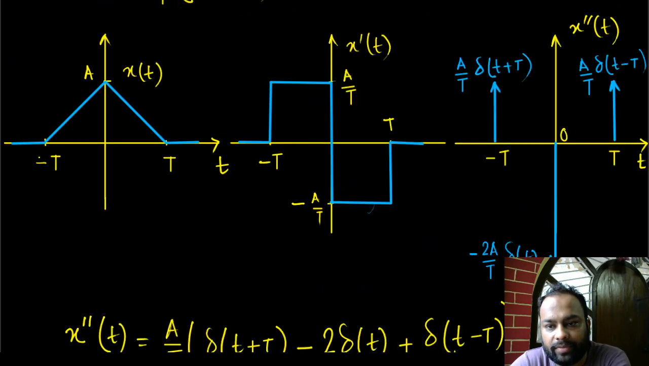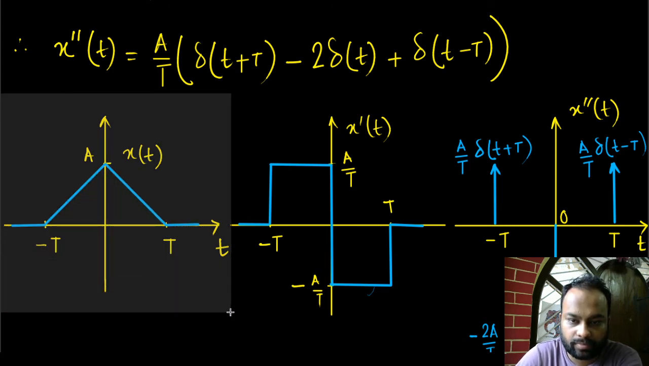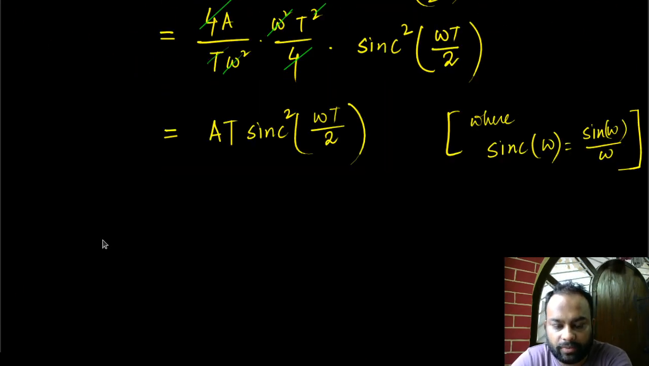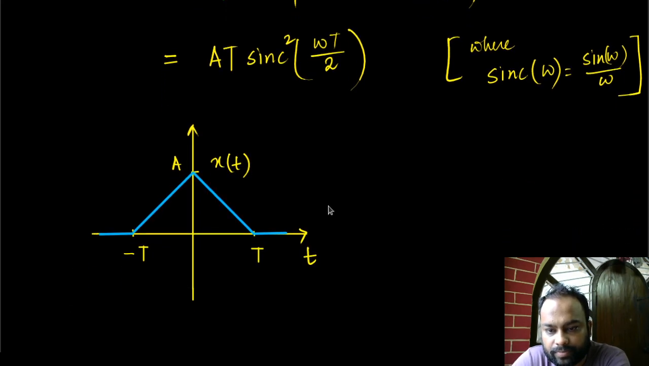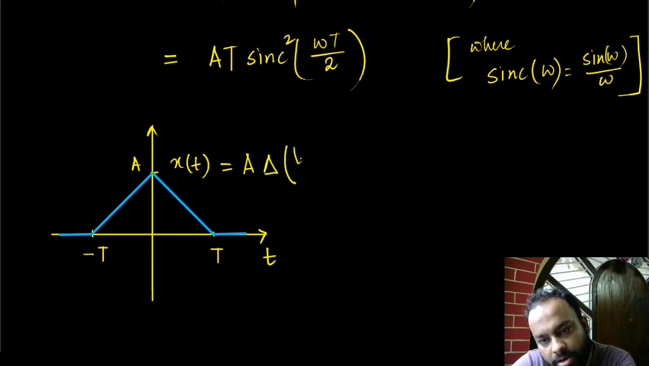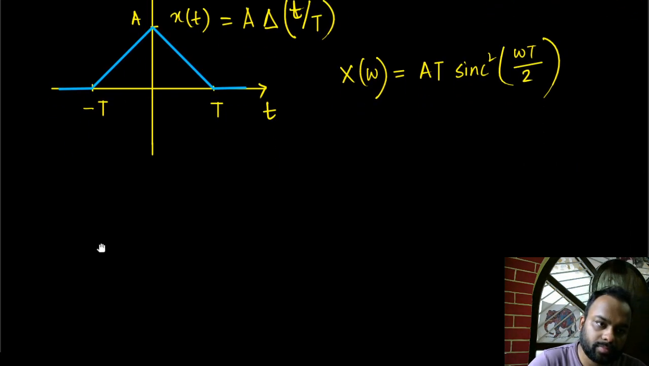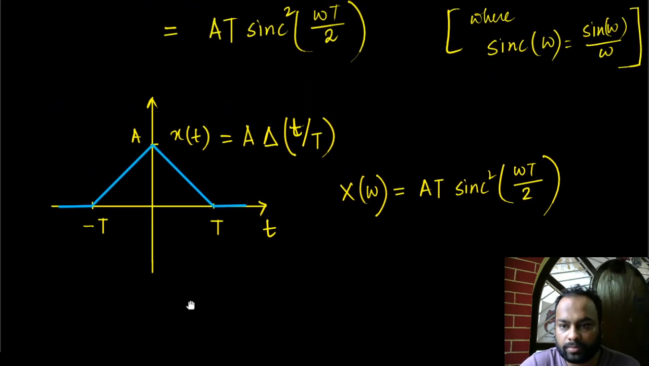So we have this. As a matter of fact, we have the Fourier transform of this, which is written as A and the triangular function t by T. Notice t by T, it's not t by 2T. And the Fourier transform is a t sinc square omega t by 2. Alright?